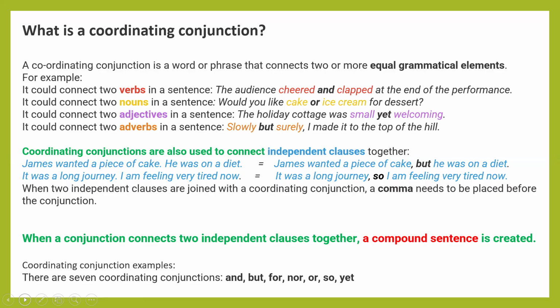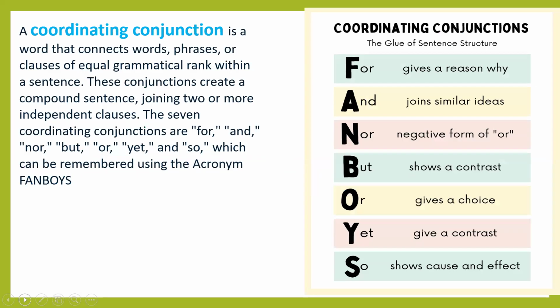When a conjunction connects two independent clauses together, it is the formation of a compound sentence. So a compound sentence consists of two independent clauses. Coordinating conjunctions, example: the seven coordinating conjunctions are for, and, nor, but, or, yet, so. For gives a reason why, and joins similar ideas, nor is the negative form of or, but shows a contrast, or gives a choice, yet gives a contrast, so shows cause and effect.